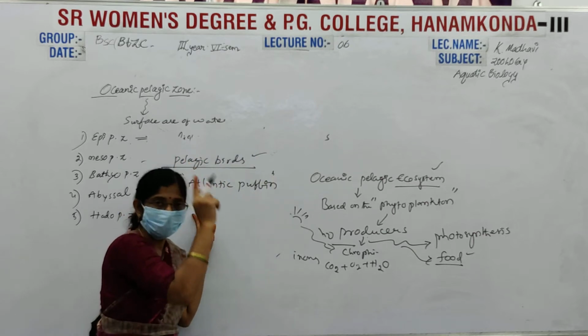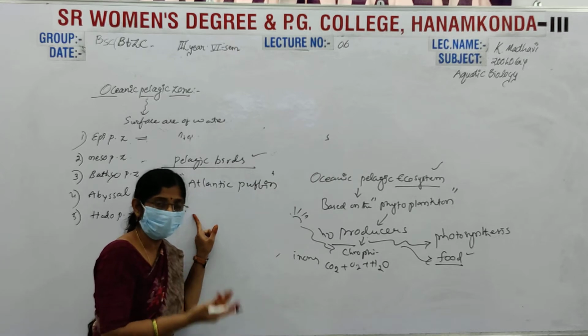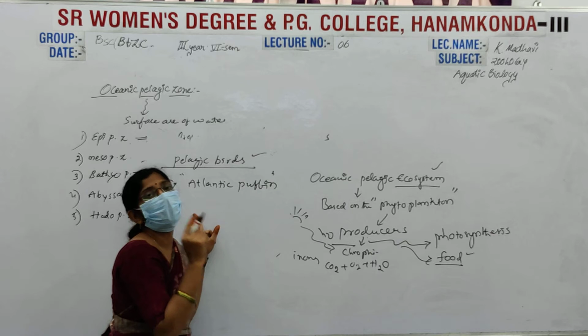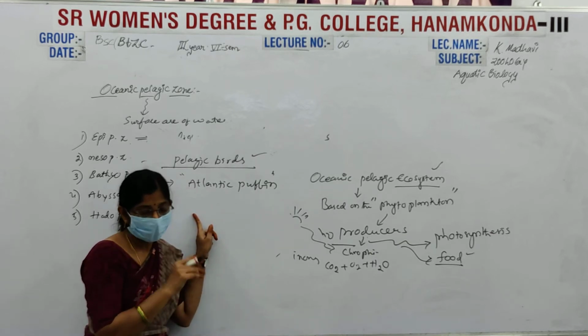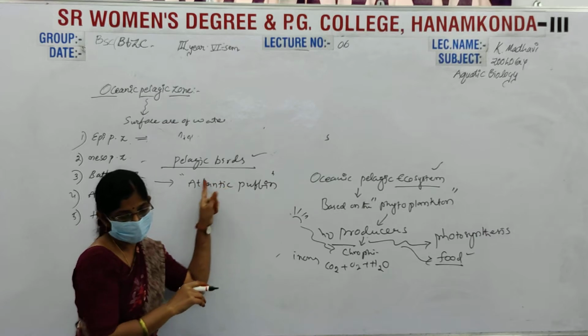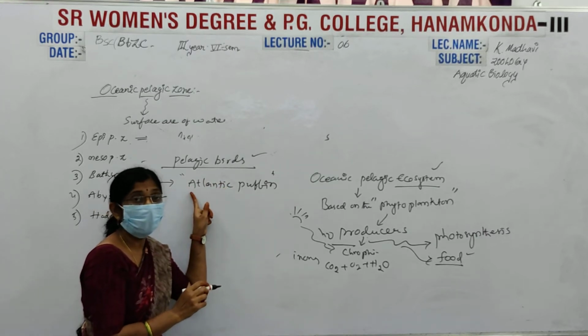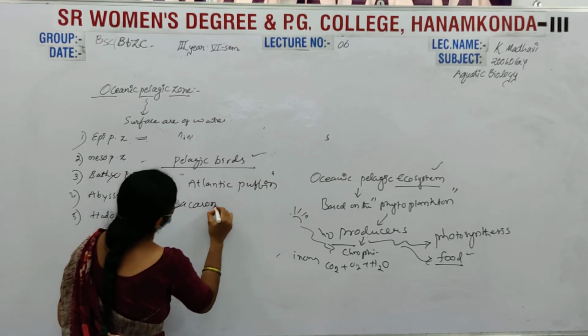Here, when we discuss the ecosystem of the pelagic zone, the producers, the primary, secondary and tertiary consumers, and the decomposers are also needed. Here we have the Atlantic puffin and oceanic birds. The first one is the Atlantic puffin and the second one is the macaroni penguin.